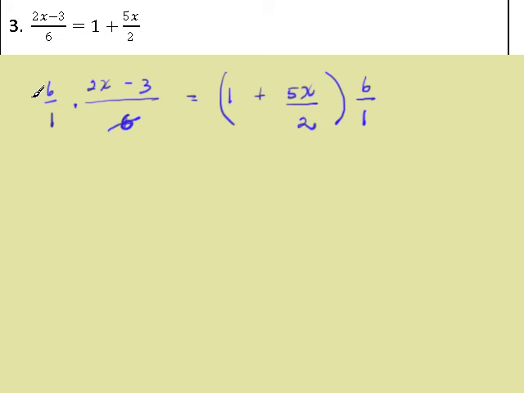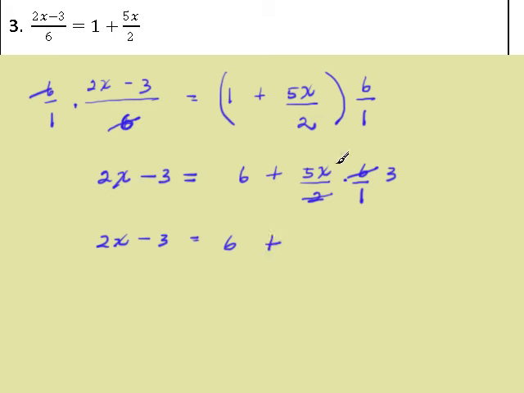On the left side, we can just cancel those 6's, and we get 2x minus 3. On the right side, we'll multiply through. Here we get 6 plus 5x over 2 times 6 over 1. Now do the canceling. 2 into 6 is 3 times. So we have 2x minus 3 is equal to 6 plus 5x times 3, that's plus 15x.